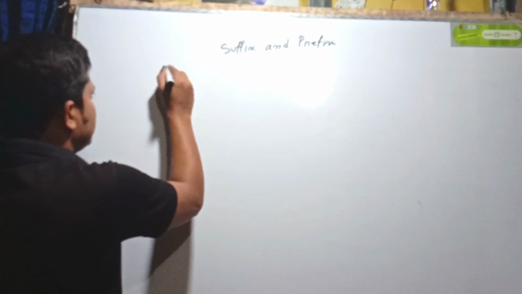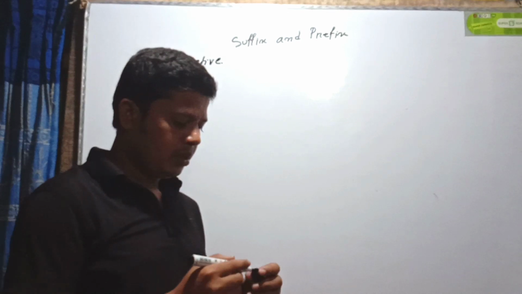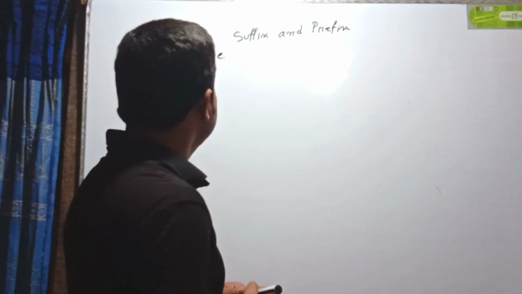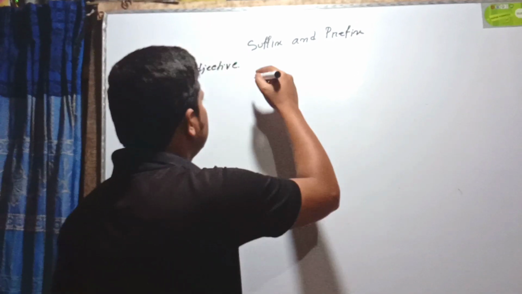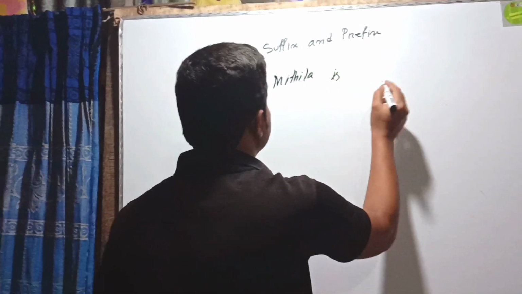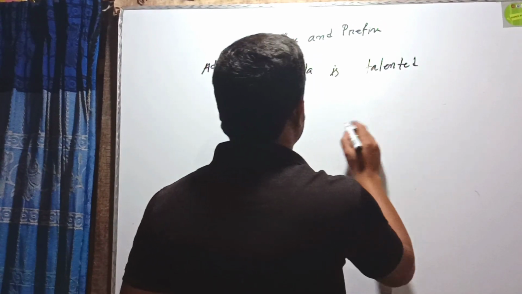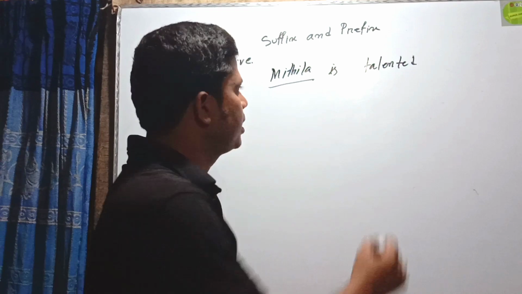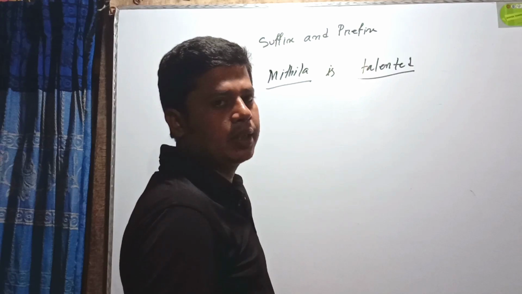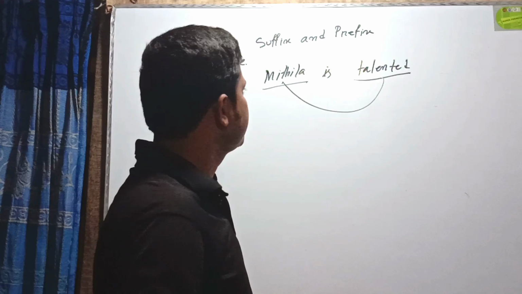Adjective. The adjective can sit as a subjective complement, such as Mithila is talented. Here Mithila is the subject, talented is the complement, and it's an adjective. That is why it is a subjective complement.